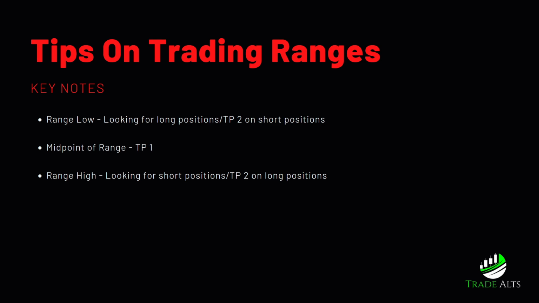That's the midpoint. Then obviously the range high, that's where you're looking for short positions, to take it back down to the range low, or that's your take profit two on your long position. So again, if you're in a long position, midpoint, take profit one, range high, second take profit. You're either closing your trade in full or taking the majority of your profit there, just because, again, as long as an asset's range bound, you're looking for that trend to continue.